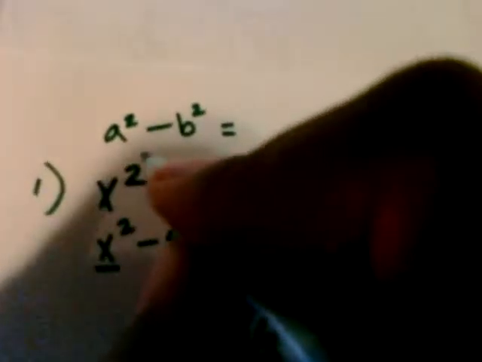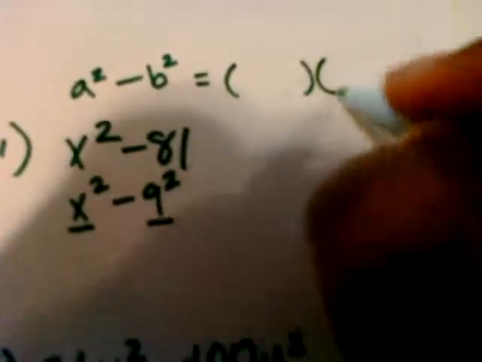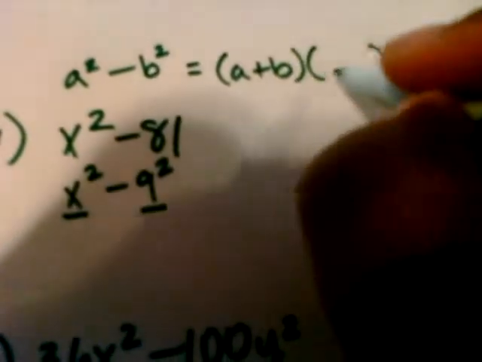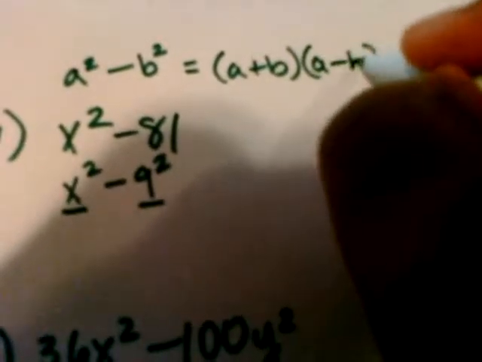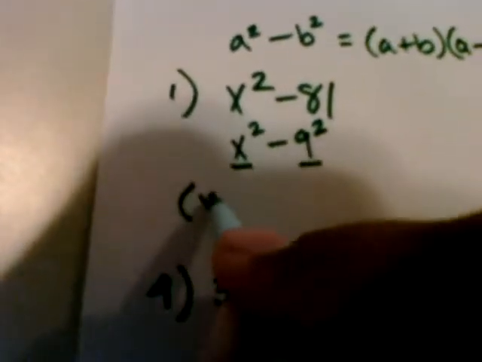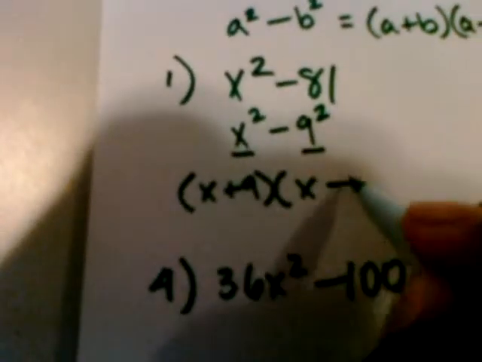And so remember, when we have things written as a squared minus b squared, or the difference of two squares, you can rewrite them as the sum of a and b times the quantity of the difference of a and b. And so I can rewrite this as x plus 9 times the quantity of x minus 9.